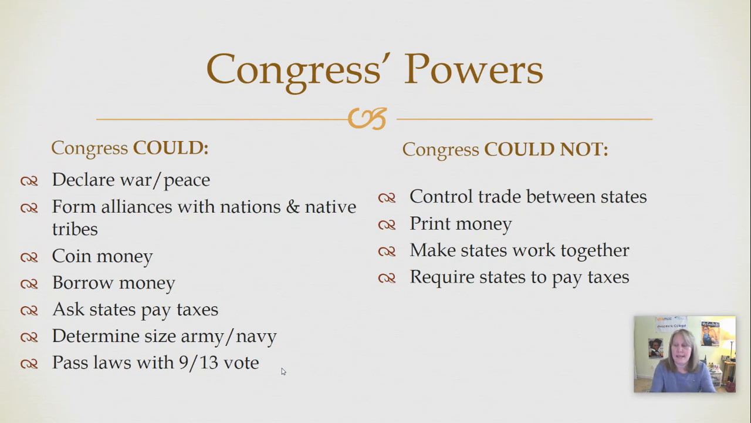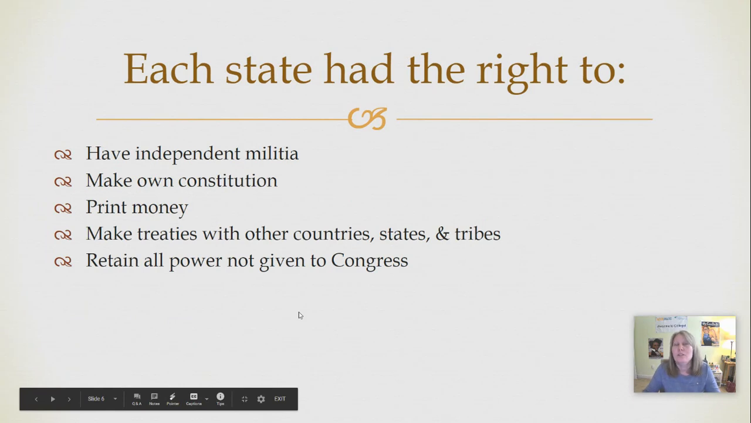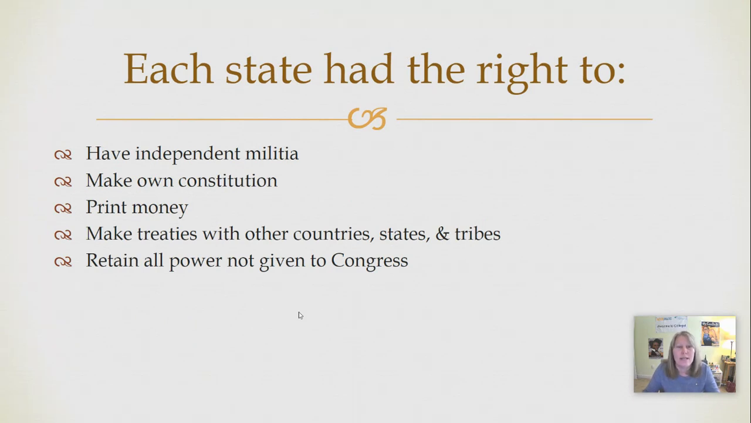Congress could coin, that is, make coins like nickels and quarters, but could not print money, like dollars, bills. Requiring 9 of the 13 states to agree to a law in order for it to pass is about 70%. That's quite a high threshold to pass, right? Now, what about the states? Under this new national government, each state could do these things.